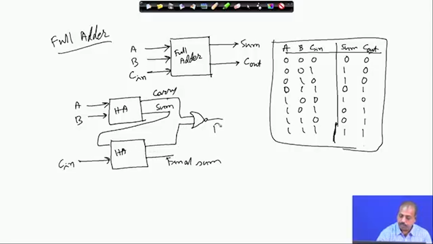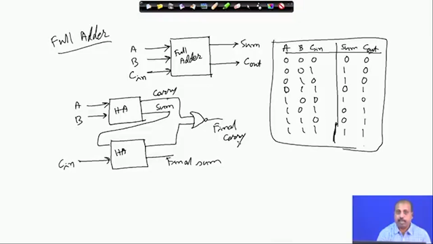So, this is the final carry. So, this way I can have the final carry generated by using the half adder. So, we can get this. Now, this way I can add two 1 bit numbers with the carry also.